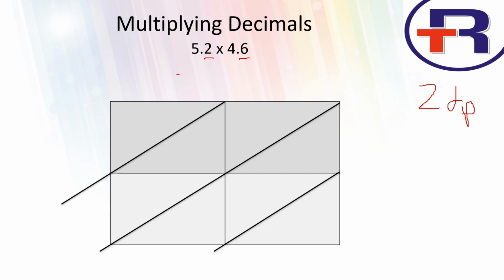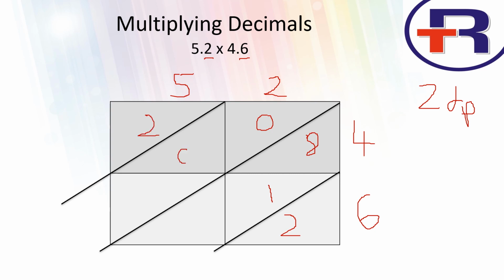And then we set the sum up like a normal multiplication. I like to use the lattice method to work this multiplication sum out, but how you decide to do this is entirely up to yourself. 2 times 4 is 8. 2 times 6 is 12. 5 times 4 is 20. And 5 times 6 is 30.